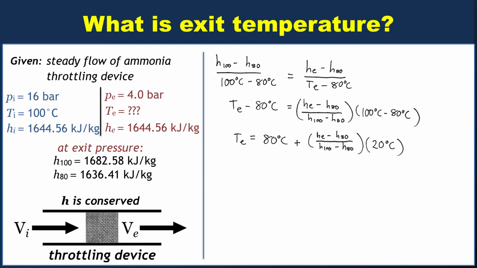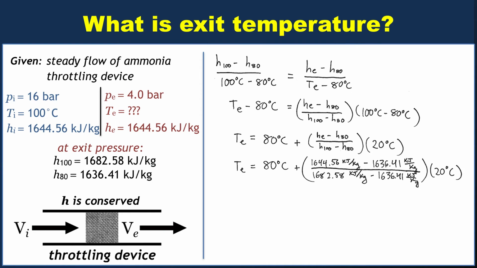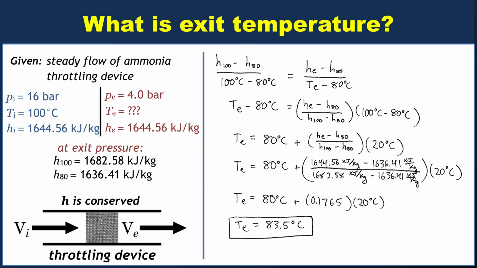Okay, so let's plug in some values, and we do that. We'll simplify this a little bit. Alright, we get that, and our final value for the exit temperature is 83.5 degrees C. As a sanity check, we can look and see, well, we were interpolating between temperatures of 80 degrees and 100 degrees, and we are between the two.